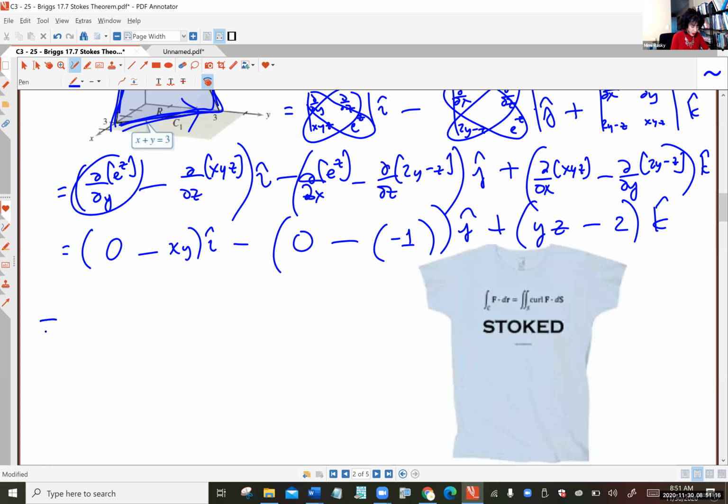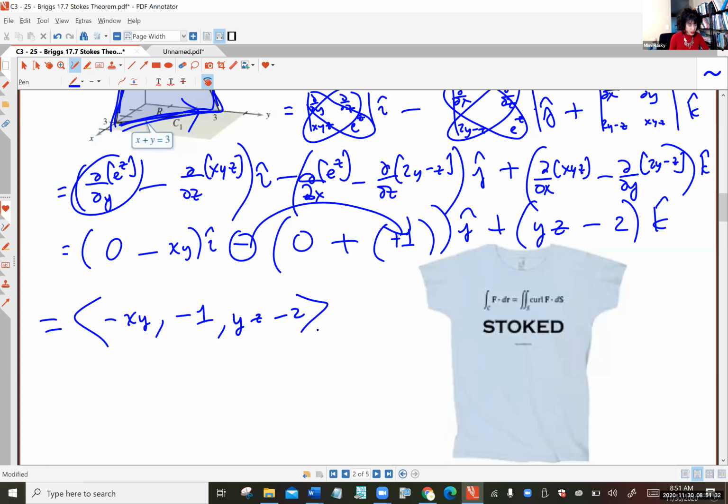And then I'm going to put this in component form and do a little bit of cleanup. So the first component is going to be -xy. The second component, ooh, we got a lot of negatives floating around. This minus minus turns into a plus, but then you distribute this minus, so I'm going to get -1. And then yz minus 2 is the last component.